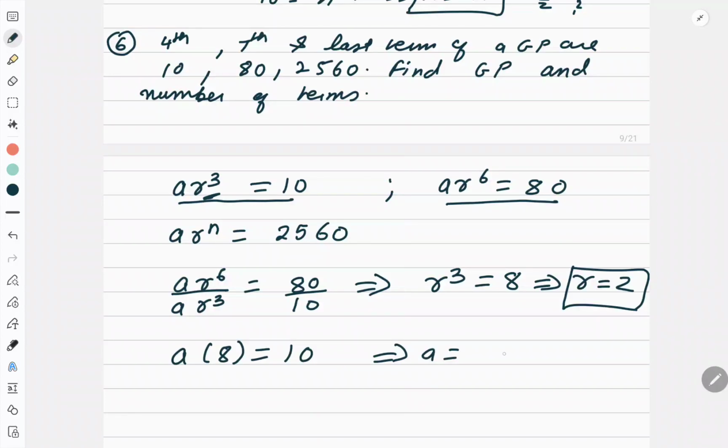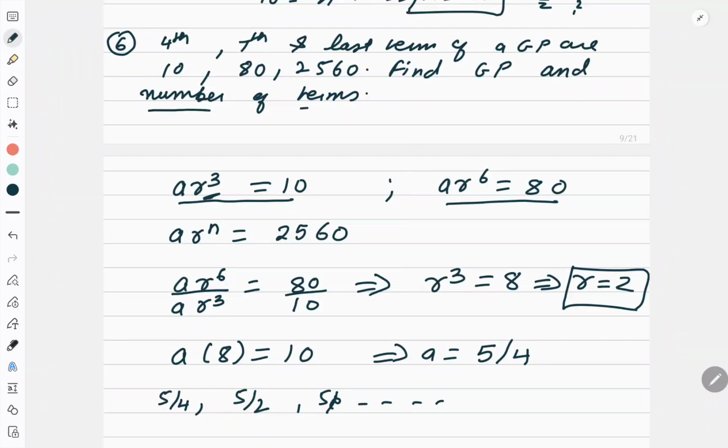This implies a is equal to 10 by 8, which is 5 by 4. Correct? So I got the value of a also. Now a is there, r is there, so I can easily write down my GP. What will be the terms of GP? First term will be 5 by 4. Second term will be 5 by 2. Third term will be 5 by 4 into 4, that is 5. Like this I can write down the GP.